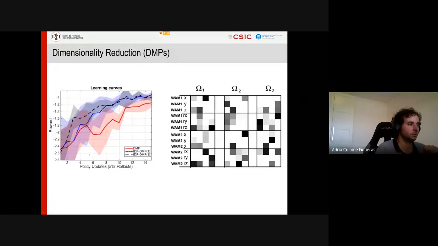So here are the learning curves that we obtained: the policy updates on the X axis and the reward on the Y axis. With the standard methodology, you see the red line that is struggling to improve on the early updates because the search space is just too large. It cannot focus on one direction to explore because there are too many. If we iteratively reduce the dimension, then we get faster convergence, so better behavior. Here you can also see an example of the couplings that were generated for the robot. These matrices were dimension 12 times 12 at the beginning, and then they were reduced.